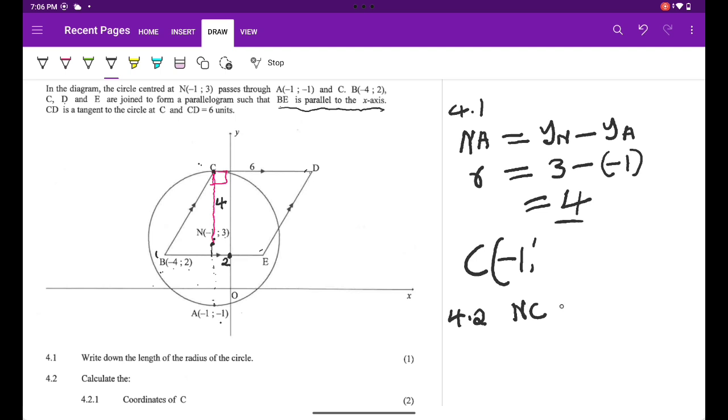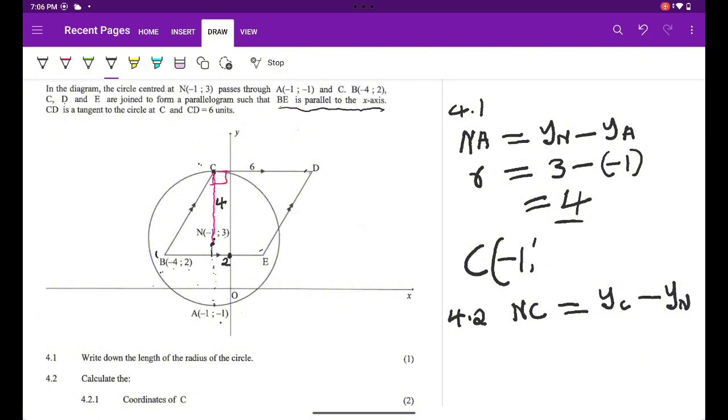NC equals the y value at C, the top y value there, minus the y value at N. Y value at N. So we do exactly the same thing. So we just repeat them.